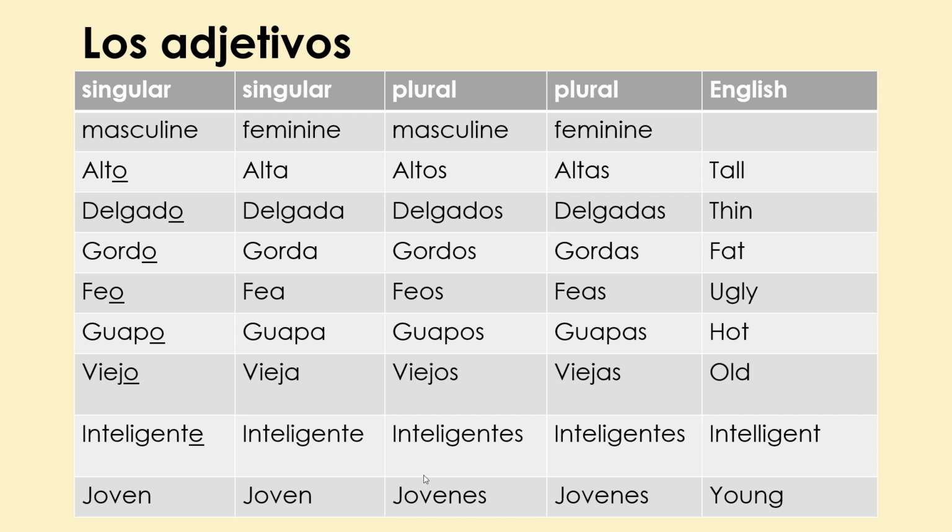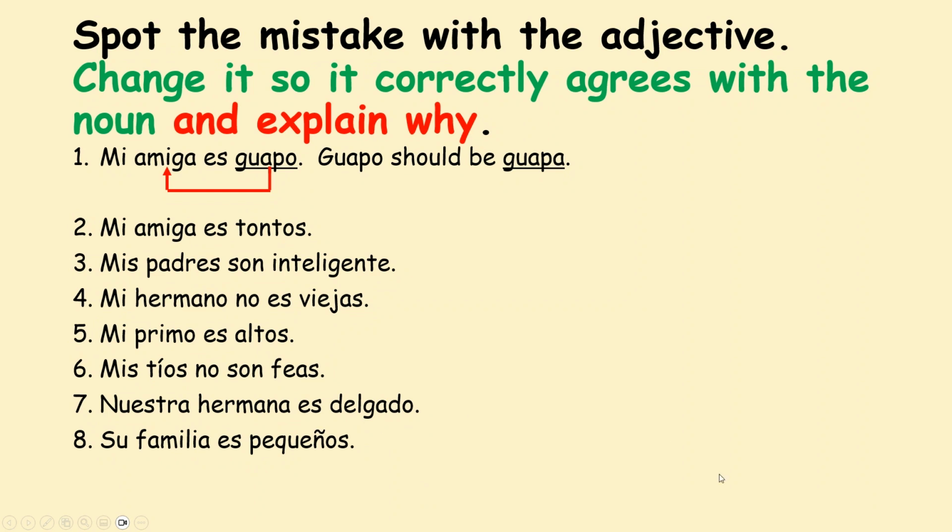Spot the mistake. On the handout, you have sentences 2 to 8. You need to change the adjective so that it agrees with the noun and explain why. So just like number 1, mi amiga es guapo. This is wrong because guapo needs to agree with amiga. That's why we've got the red line on the screen. And I've explained that it should be guapa because of amiga. Work through these on the sheet and correct them, give your explanations as to why, and come back when you're ready. I would say this would take about 7 minutes to do.